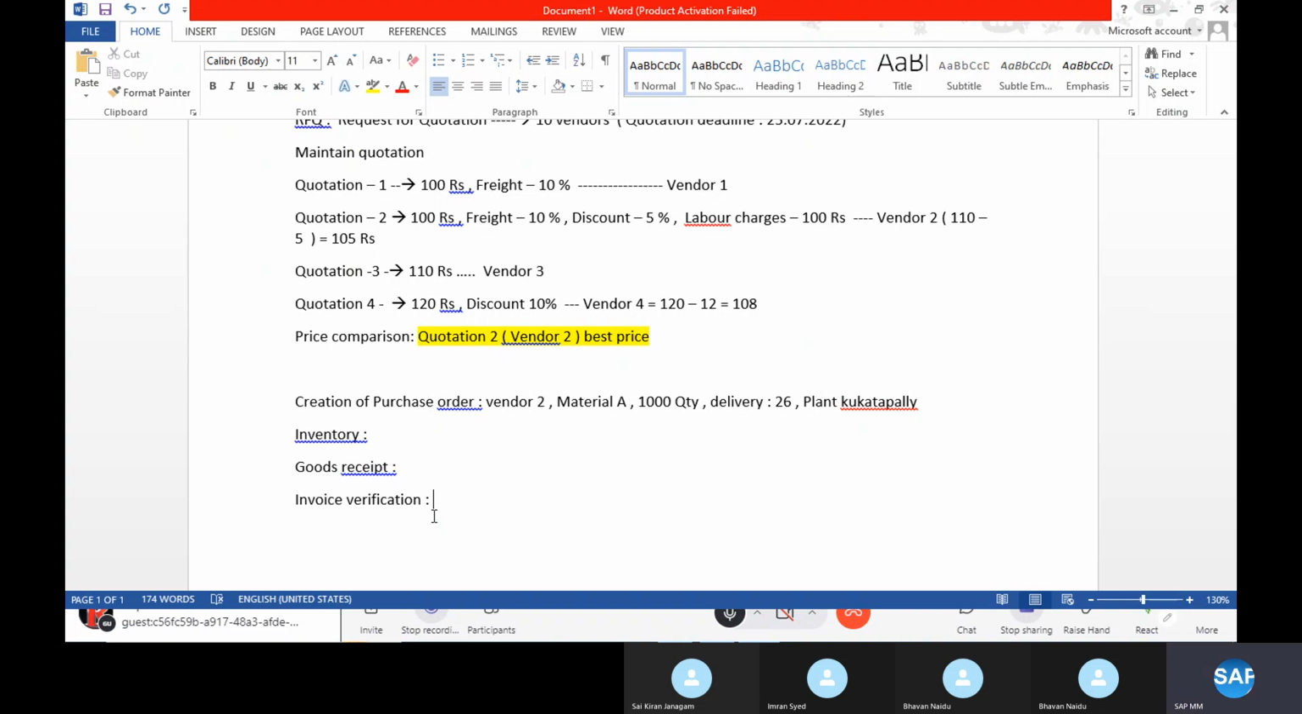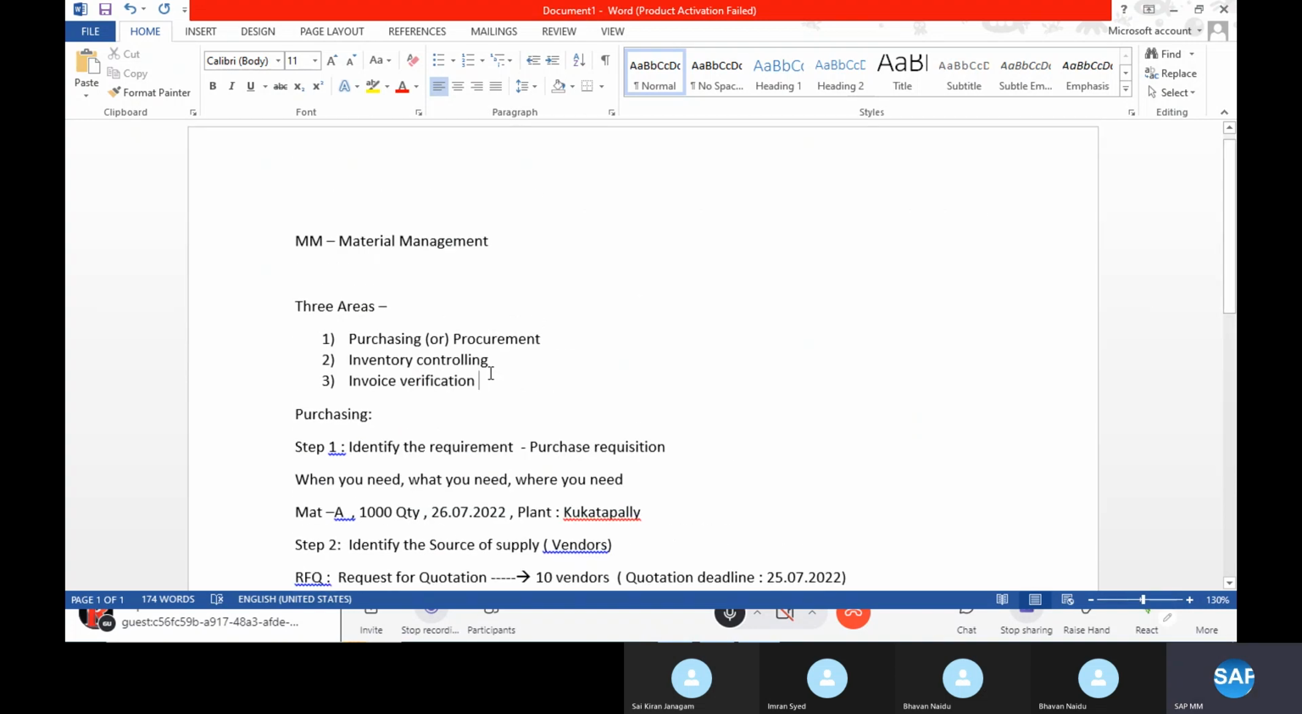So verification is nothing but checking how much stock you received, at what price you received the invoice, and if any defects are there, whether you returned them to the vendor. If you return the goods after already paying, how will you handle it? All this verification is done at the invoice verification level. That's why material management handles three areas: purchasing, inventory, and invoice.